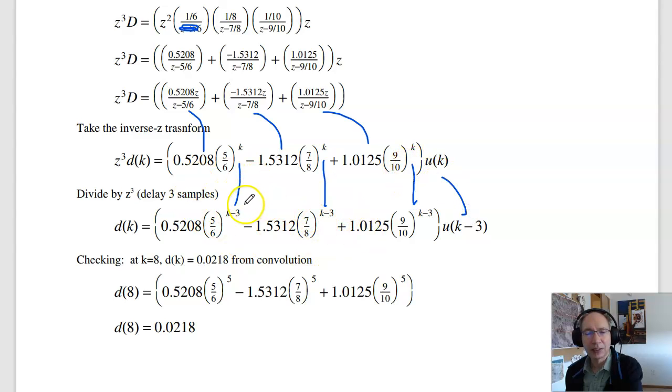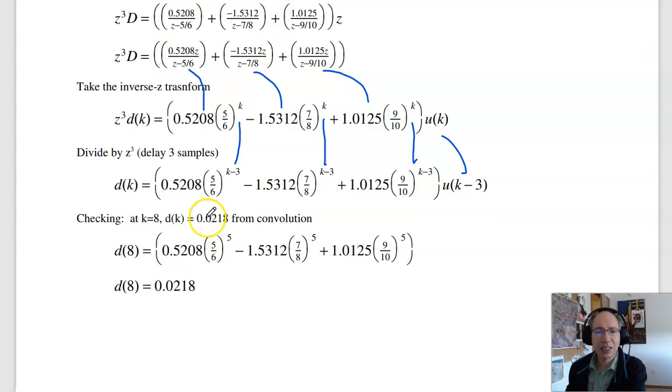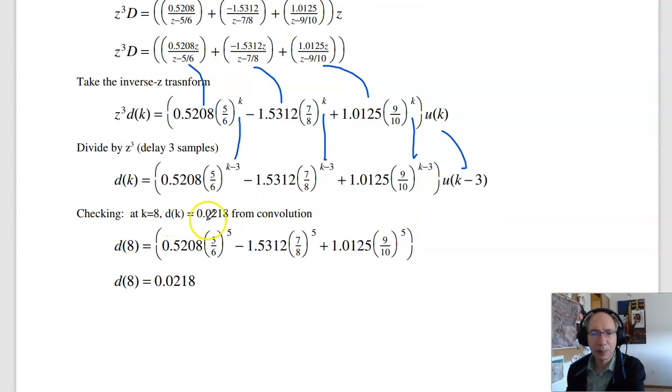And there's the PDF for the convolution of A, B, and C, or the number of die rolls it's going to take until I get a 1 with a 6-sided die, 8-sided die, and 10-sided die. As a check, if I plug in at 8, I got 0.0218 using convolution. Plug in 8 into here, I get 0.0218 using z-transforms. Looks like the right answer. So that's homework set number 5 for ECE 341.